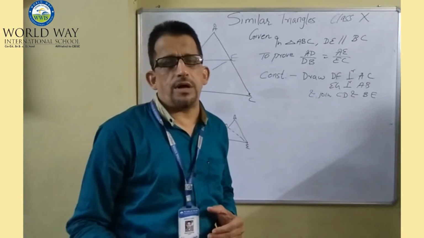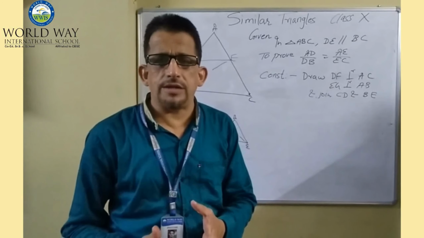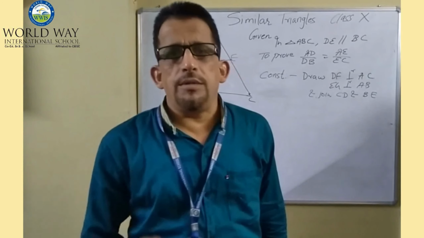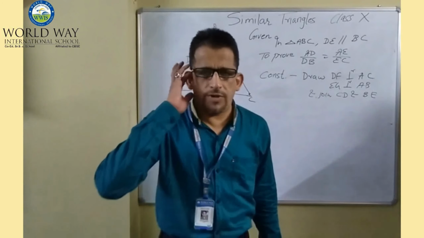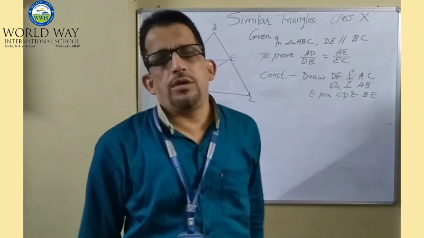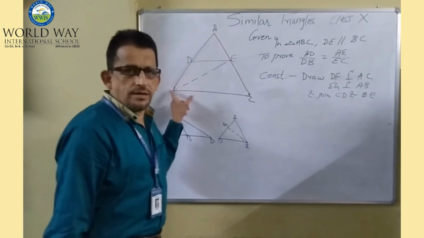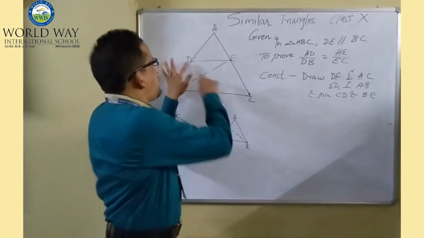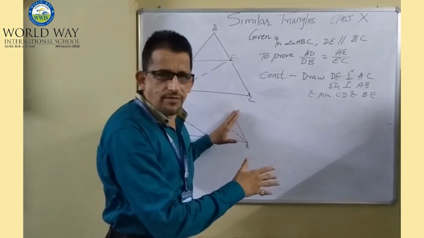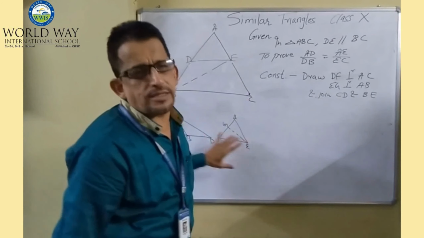I am teaching you now, with proof, what Thales theorem is, what the statement of Thales theorem is, and how to prove it. This Thales theorem is also called the basic proportionality theorem. So first, what is the statement of this theorem? Thales theorem states that in a triangle, if we draw one line parallel to one of the sides of a triangle, this line divides the remaining two sides in the same ratio.